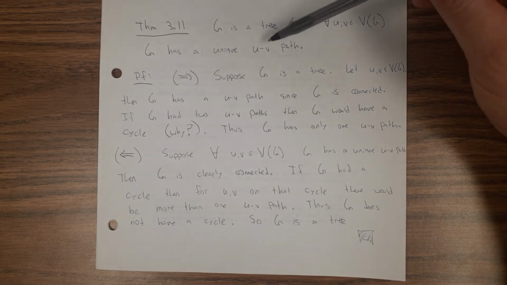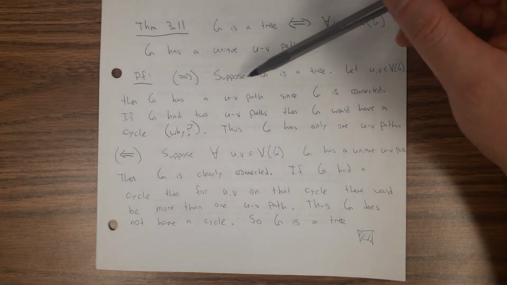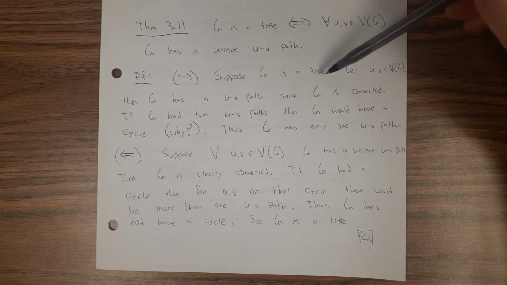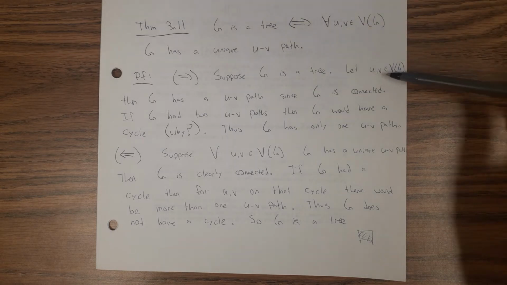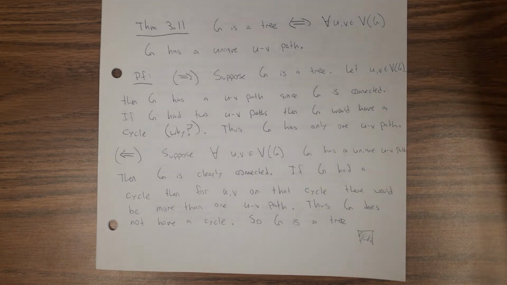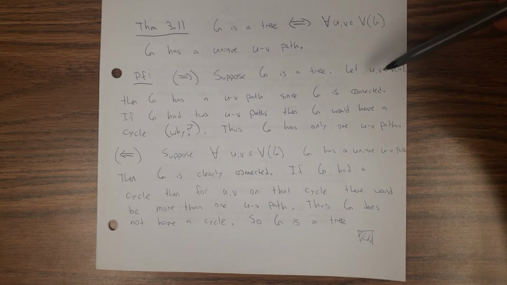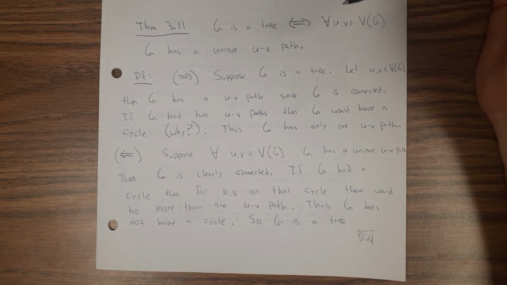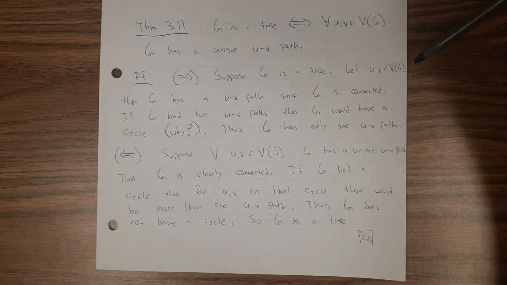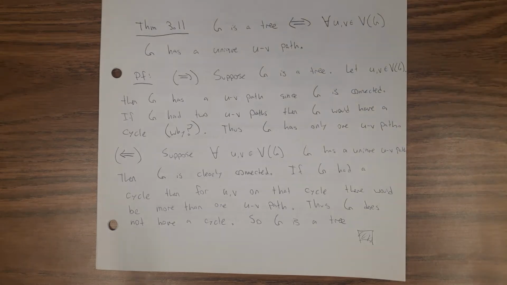So how would I prove that? First, I just stated my assumption that G is a tree, and then if I want to prove something for all vertices U and V, I should consider two vertices U and V and then show that no matter what U and V are, G has a unique UV path. So that's what I'm doing. Let U and V be two vertices.